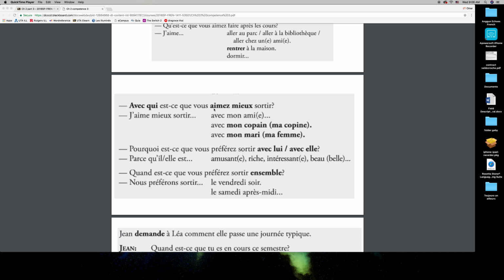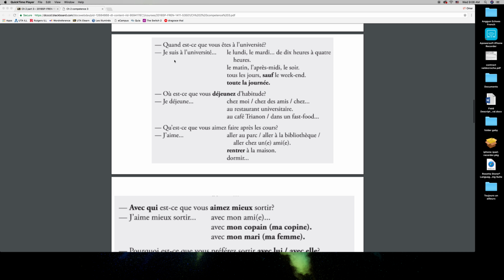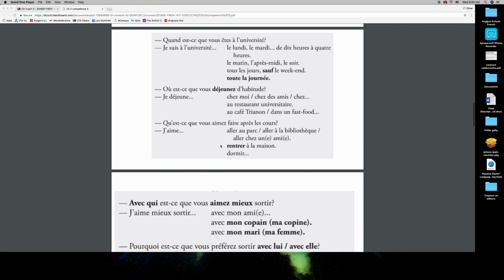Avec qui est-ce que vous aimez sortir? With whom do you like to go out? Est-ce que vous aimez, right? A regular affirmative sentence, then you have est-ce que right before it, and then you have your question word. Avec qui est-ce que vous aimez mieux sortir? Avec qui est-ce que? Pourquoi est-ce que? Quand est-ce que? Qu'est-ce que? Où est-ce que? Quand est-ce que?